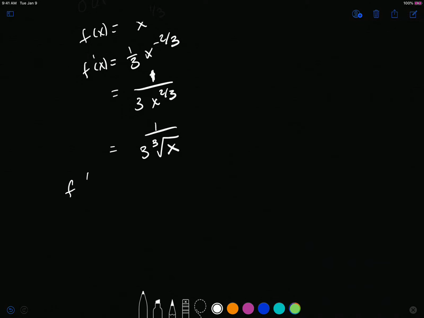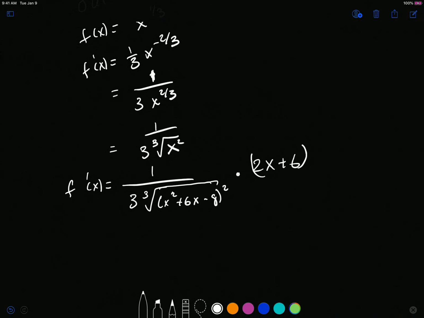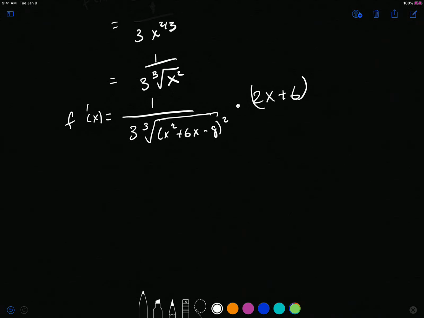So f prime equals 3 times the third root of, what's the inside function here? Raised to the second power. I missed the 2. And I multiply that by the derivative of the inside function. Don't forget your brackets. And so that's going to be 2x plus 6 divided by 3 times the cube root of x squared plus 6x minus 8 raised to the second power.